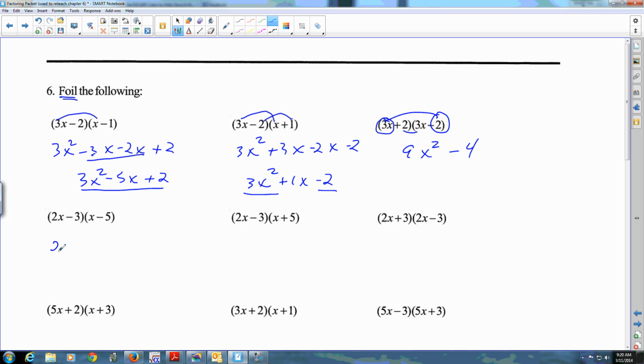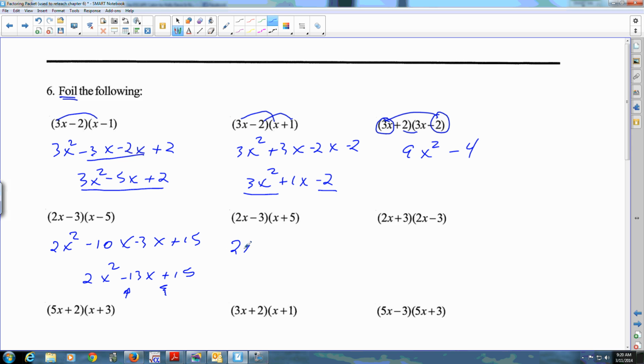Okay, FOIL this. 2x squared minus 10x minus 3x plus 15. So 2x squared minus 13x plus 15. Notice they multiplied to a positive on the end but added to a negative in the middle. So they're both negative. These are patterns you need to watch for. If the middle's negative and the end's positive, they're both negative. Okay, again, this is about understanding the FOIL pattern, what happens when you FOIL.